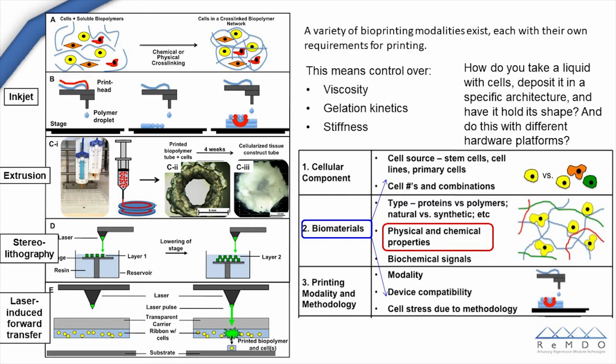So there's a variety of bioprinting modalities that exist, and shown here are inkjet, extrusion, stereolithography, and laser-induced forward transfer. And each of these bioprinting systems consists of three components: a cellular component, biomaterials, and printing modality and methodology. And so what I'll be covering in these next slides is a tunable bioink system that will allow for cross-compatibility with these different 3D bioprinting systems.